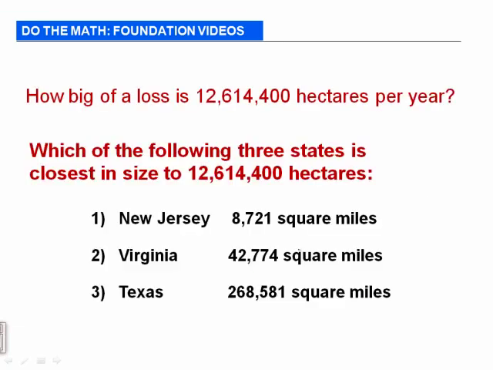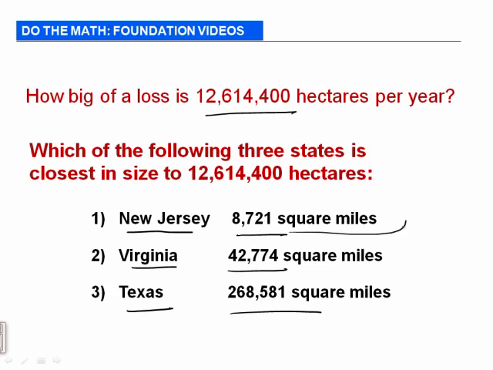So if we're trying to figure out how big this 12 million number is, well, let's do a little comparison. Let's compare that to the number of square miles in 3 states, New Jersey, Virginia, and Texas. You can see how many square miles there are. What we're going to essentially do is convert the square miles of New Jersey to hectares, Virginia to hectares, and Texas to hectares, and compare which one is closest.